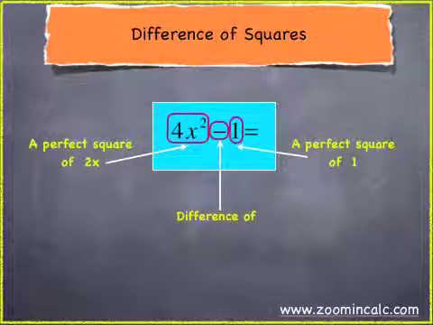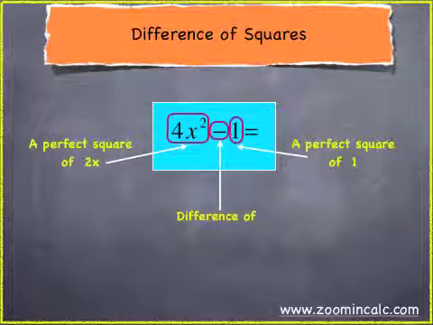Now, the next thing we're going to talk about is difference of squares. And basically it's a way to factor something that is in that form, difference of squares. So here's an example. So if we have, for example, 4x squared minus 1, okay?